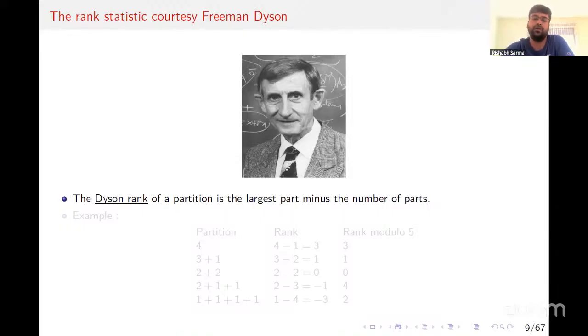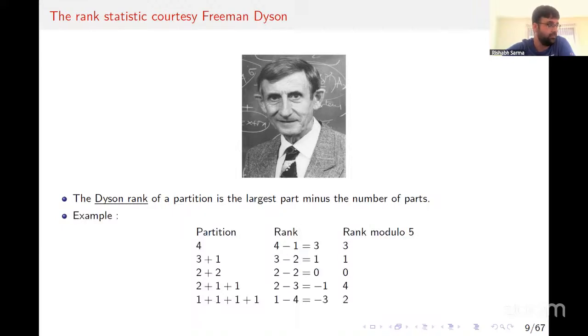He wrote a paper in their undergraduate journal, Eureka, where he defined something that is called Dyson's rank of a partition, which is the largest part minus the number of parts of the partition. Here is an example. The ranks are being calculated for the partitions of the number 4. So after calculating the ranks and reducing them modulo 5, we can see that there is a partition of the number 4 in each residue class modulo 5.